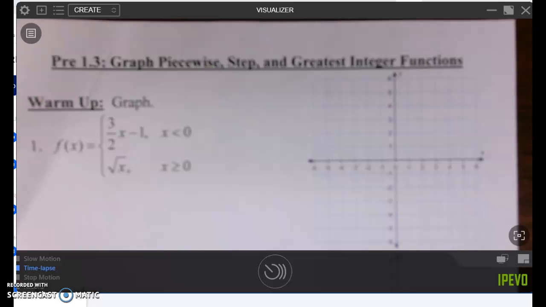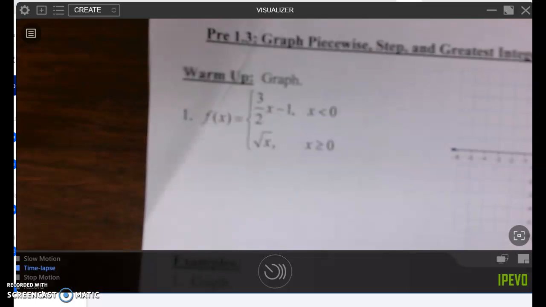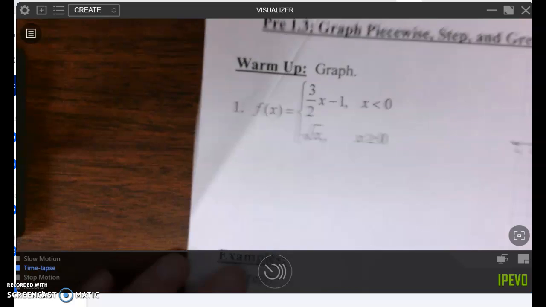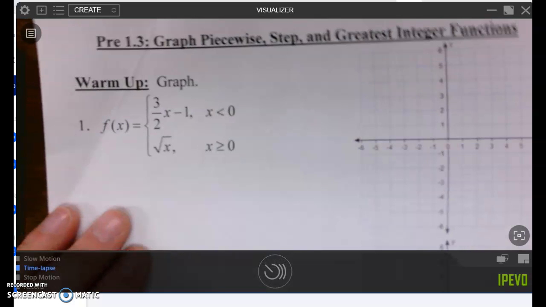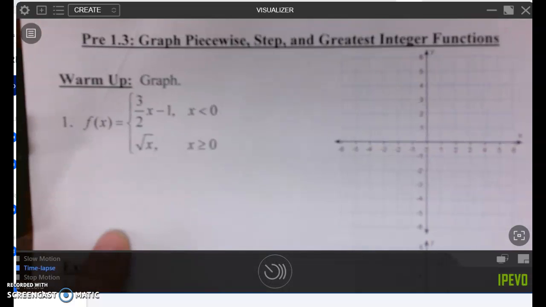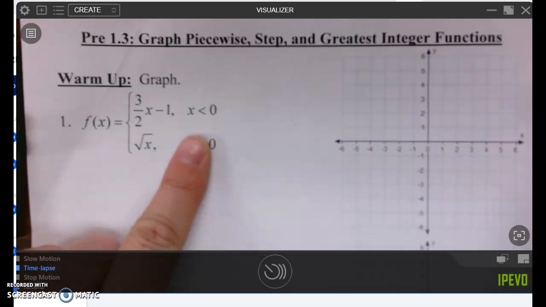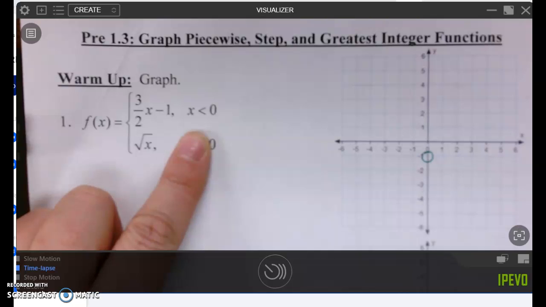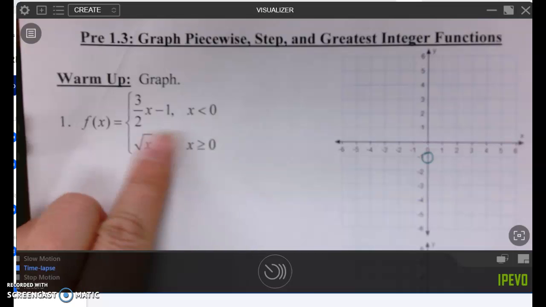So I'm going to start with my line, and I'm hoping this will focus just a little better. And so for the line, we're going to start at -1, but remember, it says x is less than 0, so at -1 we're going to have an open circle, because when x is 0, your y value will be a -1, and we are not including that point because it is not equal to. And our slope is a positive 3/2.